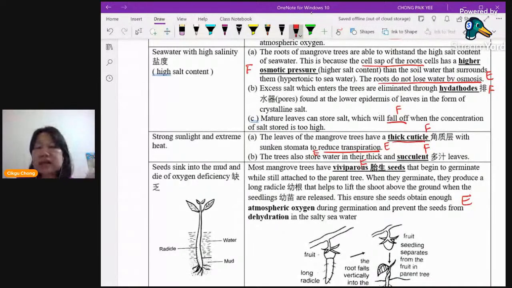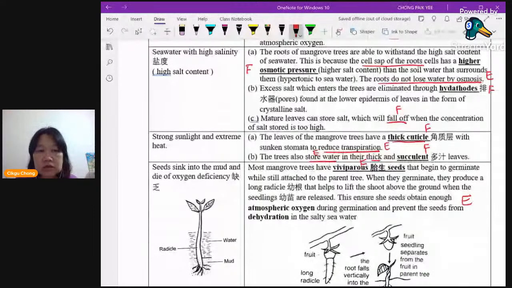And another adaptation: some of the leaves are thick and succulent. Succulent means thick and juicy. We normally say something we drink is juicy, or a fruit is juicy. When we talk about leaves, it means the cells inside are a bit spongy and able to store water. So we call it succulent, the same meaning as spongy. It can store water, and that is the adaptation. Storing water is the E. Succulent leaves is the F.